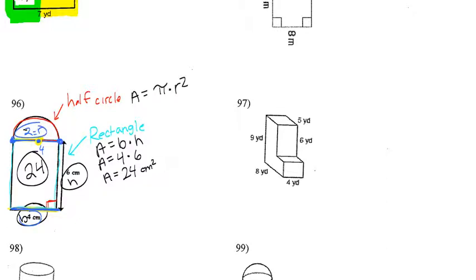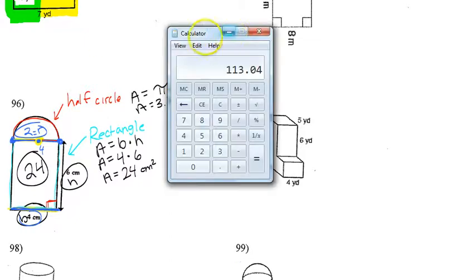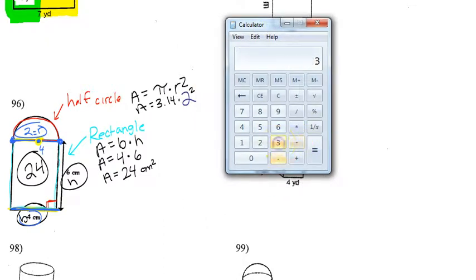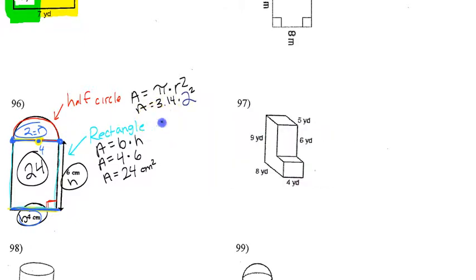Now I have the radius of that circle. I need to plug it into the formula. A equals pi, which is 3.14, times my radius, which is 2, squared. Now I'm going to find the area of that circle with the calculator. 3.14 times, and I have 2 squared, so 2 times 2, which equals 12.56. I can round that to be A equals 12.6. And we are in centimeters squared.